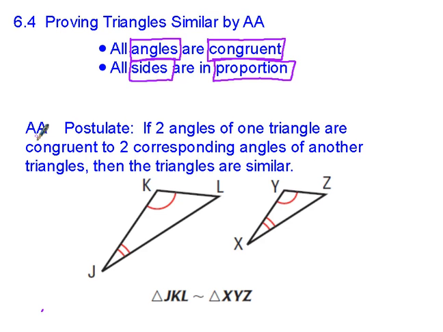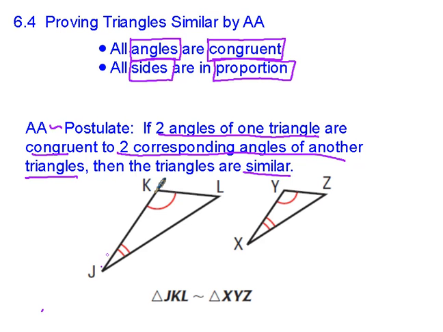This is the angle similarity postulate. If two angles of one triangle are congruent to two angles of another triangle, then the triangles are similar. Once again, you need two angles of one triangle to be congruent to two corresponding angles of another triangle. So we have an example here.